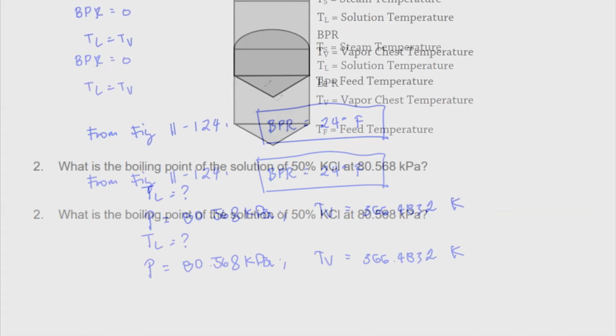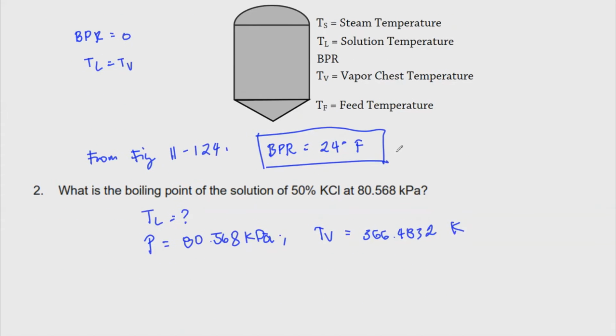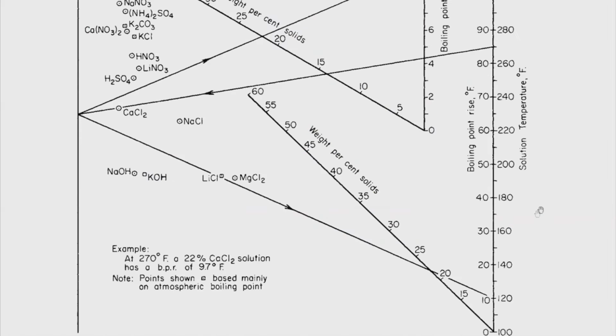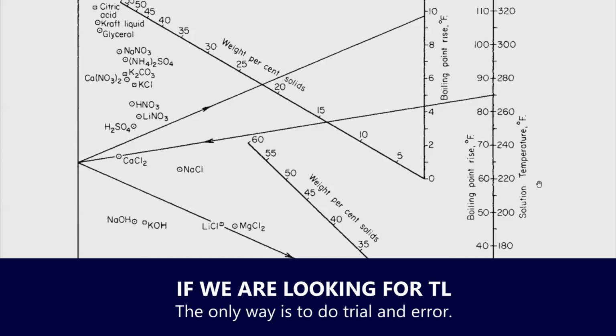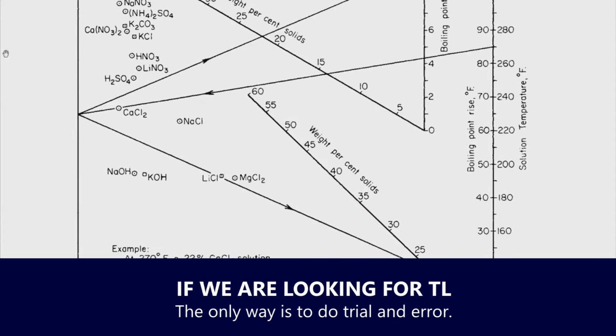Kasi 'di ba, usually ito kasi is from TL naging BPR, so technically may TV ka na. Pero the truth is, it is impossible to do that, because the only way that you can solve for this is to do trial and error. Why is that so? Kasi kung mapapansin niyo dun sa ating solution kanina, hindi naman natin siya in-extend, but we're just looking at the BPR and not the solution temperature. Hindi kasi na porket meron ka dito BPR and then yung katapat niya rito is yun na yung kanyang vapor chest temperature. So hindi siya nagwo-work that way.